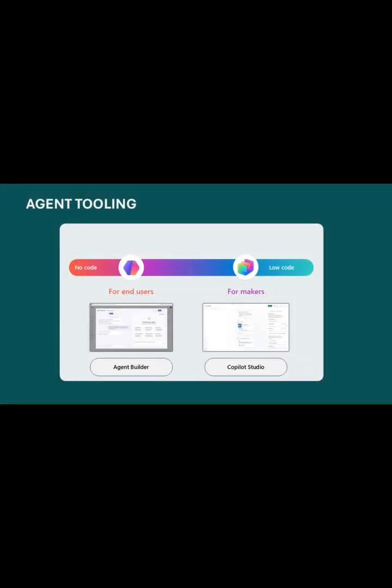Not every scenario requires the same tooling. Choosing the right tool depends on who is building the agent and how complex the need is. Now, let's look at agent tooling. Microsoft provides both no-code and low-code options. For end users, Agent Builder allows simple no-code agents. For makers, Copilot Studio offers more advanced capabilities. Both options support building agents. The right choice depends on complexity and control needed.